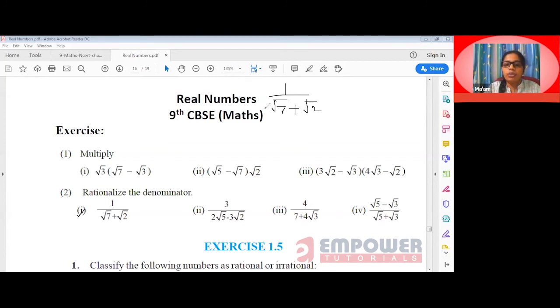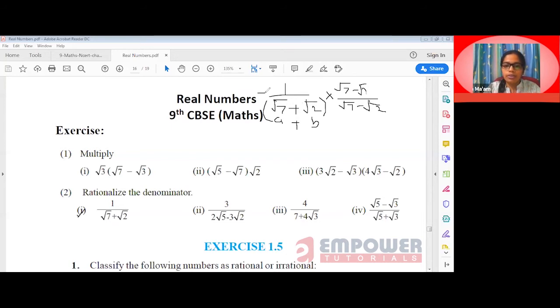Okay, so here we need to rationalize our denominator. In the denominator, root 7 plus root 2 is present. Now I will consider root 7 as a and root 2 as b, and there is a plus sign over here. So the conjugate pair of this must be root 7 minus root 2, right? So I will multiply it to the numerator as well as to the denominator. So this will be my first step.